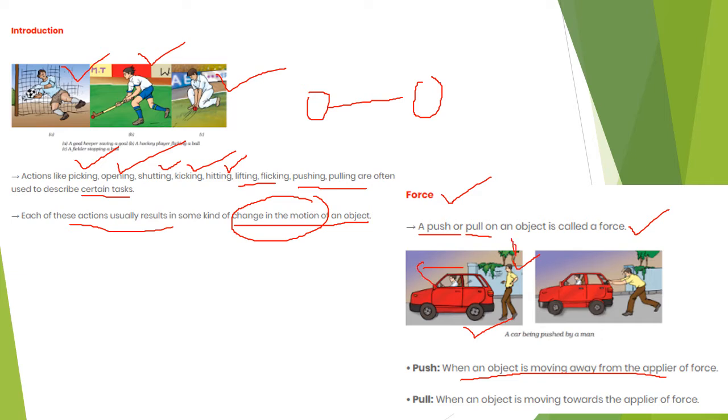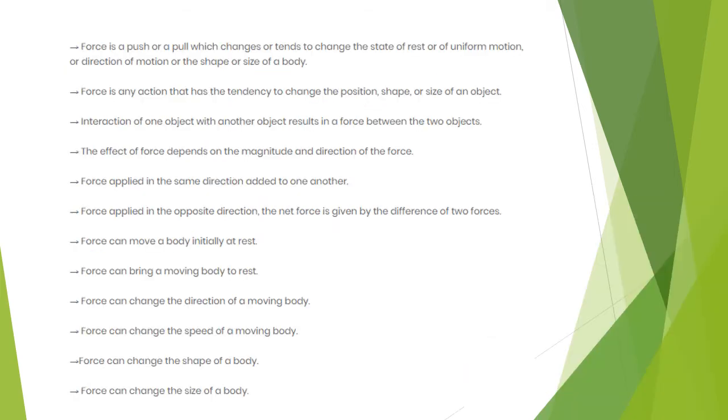But in the second diagram, pull means bringing closer to the body or bringing closer to the man. That means in this case the object is moving towards the applier of this force. So this is called as force. Whenever there is a push or a pull, that is called as force. So here are some of the things that occur due to force.